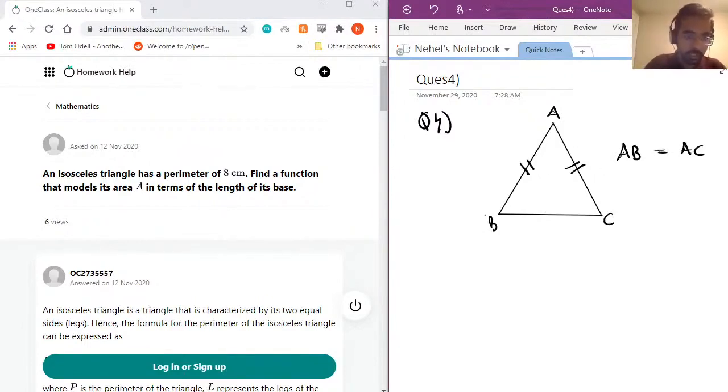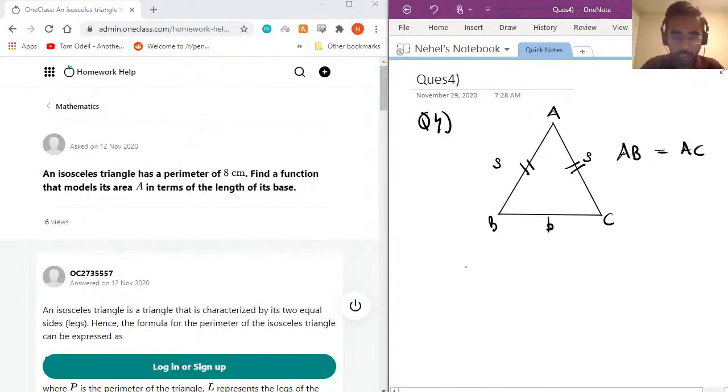In this question, we're given that the perimeter is 8 centimeters and we need to find a function for the area in terms of the base, so BC. I'm going to name these in a way so it's easier to represent. I'm going to call this side S. This side will also be S because we know it's an isosceles triangle. And then BC I'm going to call the base.